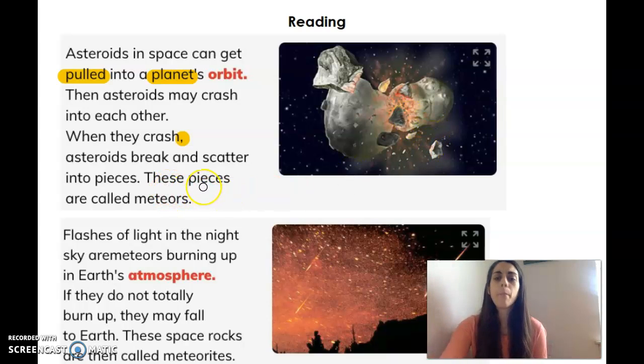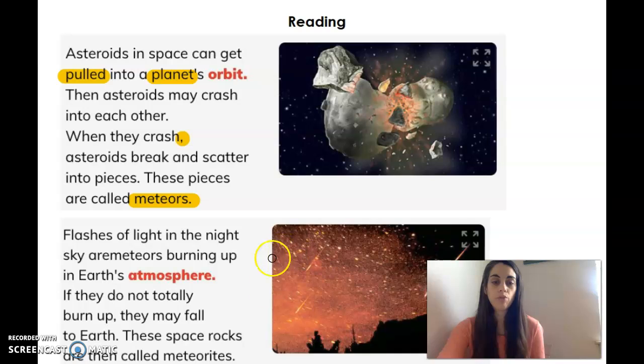These pieces, what pieces? These ones, these. These pieces are called meteors. Can you repeat? Meteors. Good. The little pieces of the asteroid are meteors.